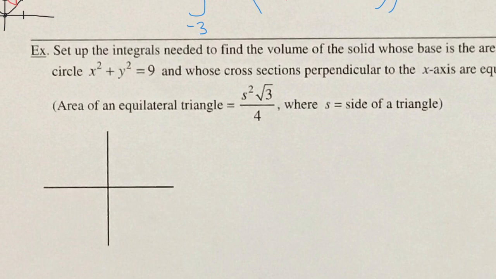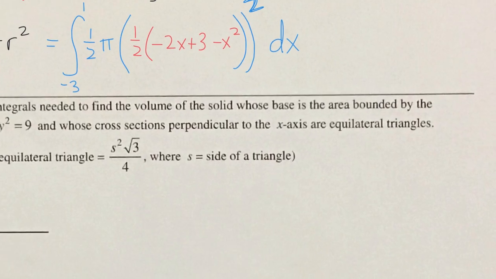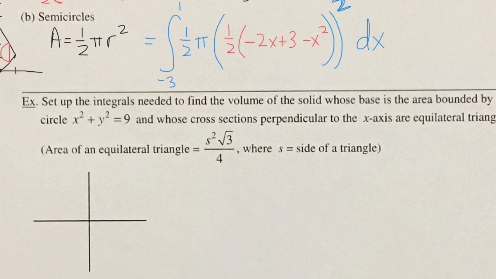Okay, here's another one. Set up the integrals needed to find the volume of the solid whose base is the area bounded by this circle. What's the radius of my circle? The radius is 3. x squared plus y squared equals r squared. So this has a radius of 3.